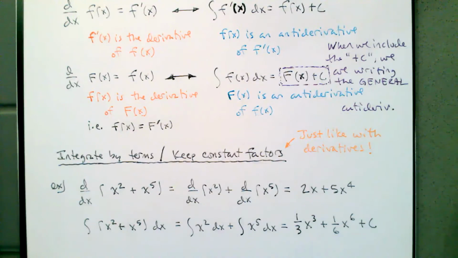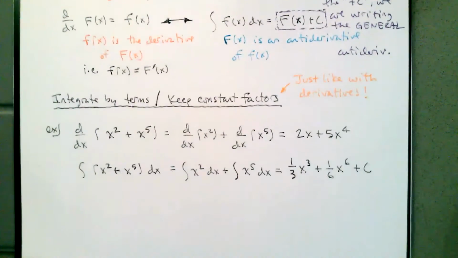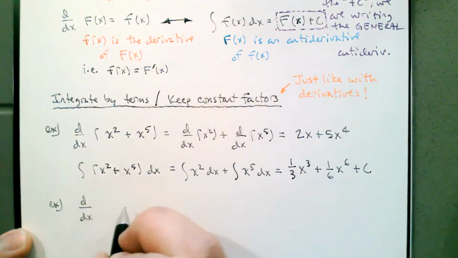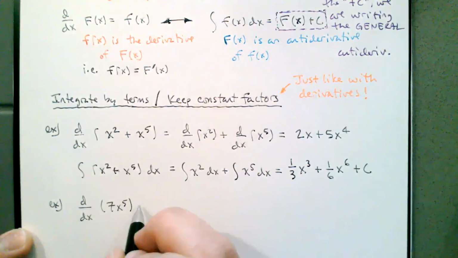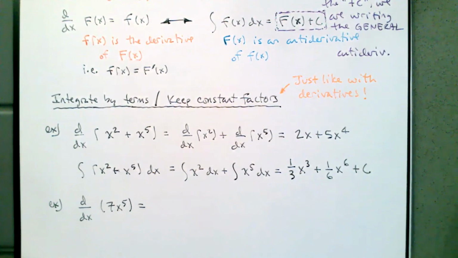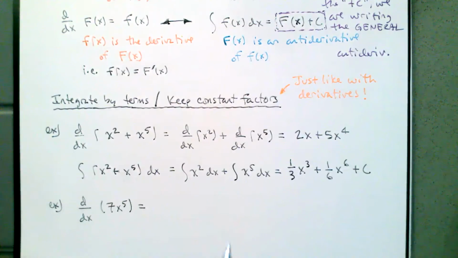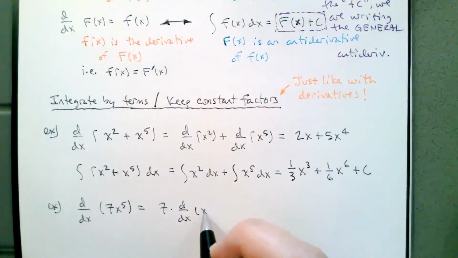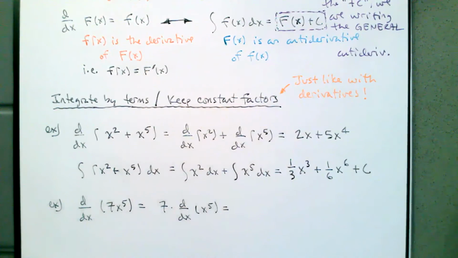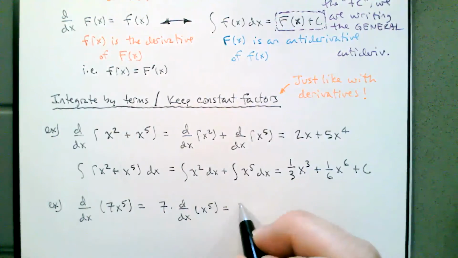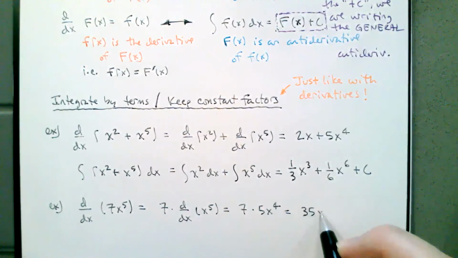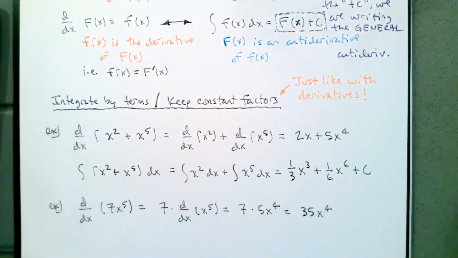The other thing that we want to remember is that we can keep constant factors. When we differentiate, we keep constant factors. So for example, if I wanted to find the derivative of 7x to the 5th, 7 is a constant factor. So I can write this as 7 times the derivative of x to the 5th. We just keep the constant factor. So the derivative of x to the 5th is 5x to the 4th. 7 times 5 is 35x to the 4th. So we're just keeping that constant factor.